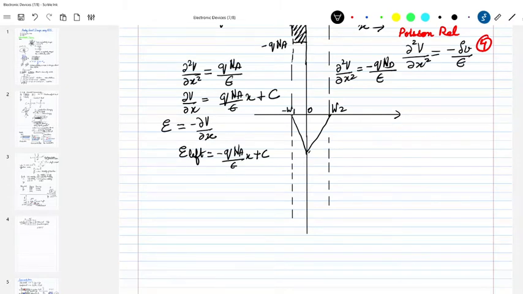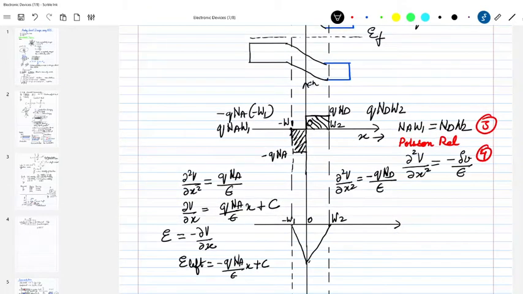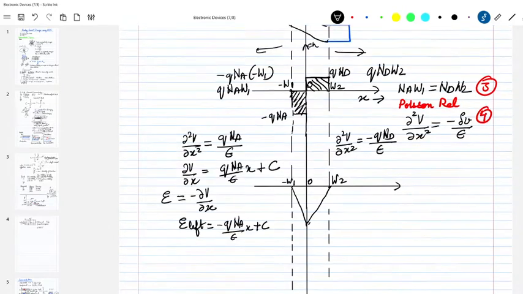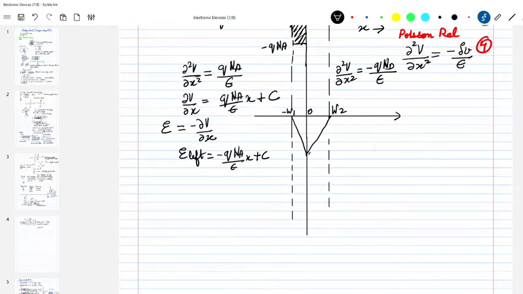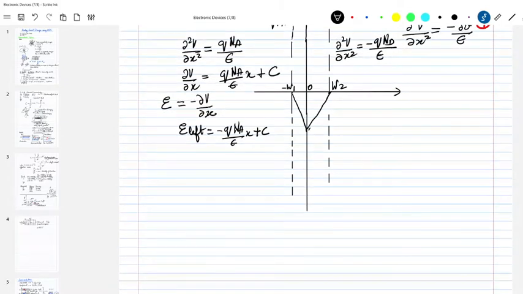Now the limiting condition is that this field exists only when there is a charge. If you go beyond on the left and right, there are no charges, so there is no question of a field. So the field exists only in this region, which is called the depletion region. The boundary condition is E left at minus W1 equal to 0. If I substitute this, then C becomes equal to minus qN_A over epsilon W1. If I substitute it back, E left would be equal to minus qN_A over epsilon (x plus W1).